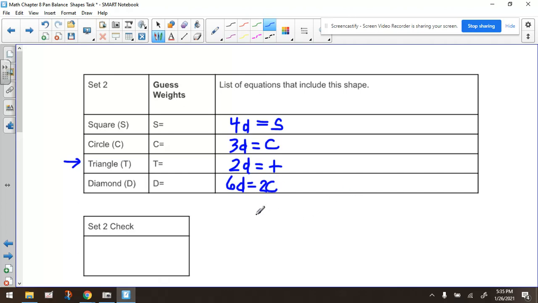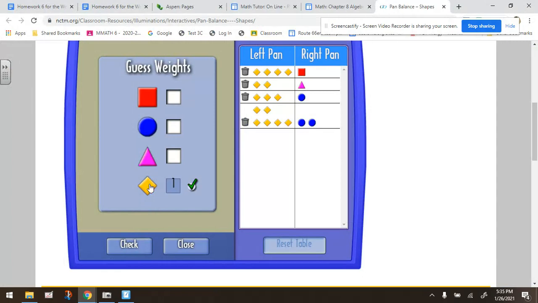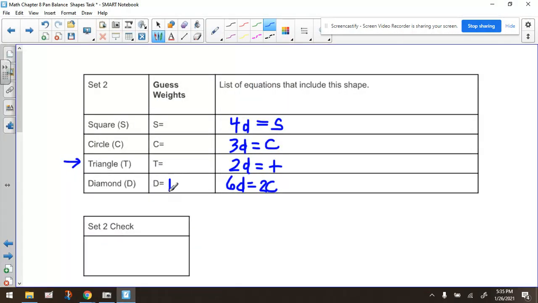So we know that a diamond is equal to, it says right here, I'll show you again, a diamond is equal to 1. So let's fill that in our chart. Diamond is equal to 1, and now we can use that to figure out some of the other things. So if we substitute in a 1 in the place of D for this equation, we should be able to get S. So I'm going to do the work down here.